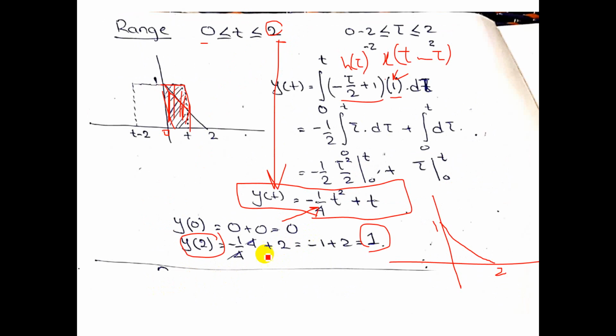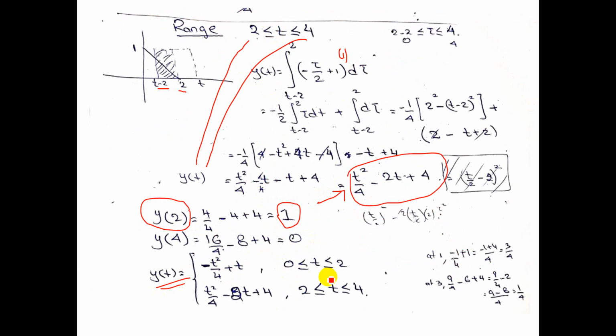y of t was this function, minus t square by 4 plus t, between 0 to 2. Similarly, y of t is this function between 2 to 4 here. So this is the function here. Now we already found our points here. We can now plot y of t here.